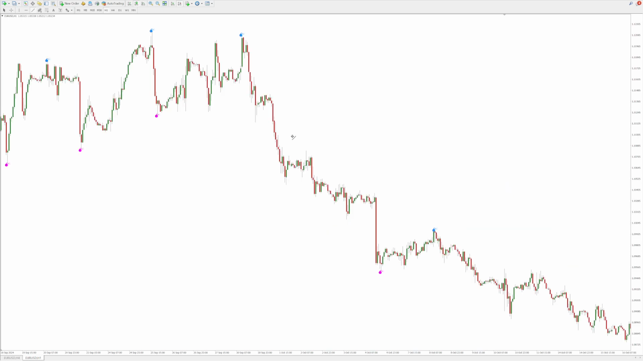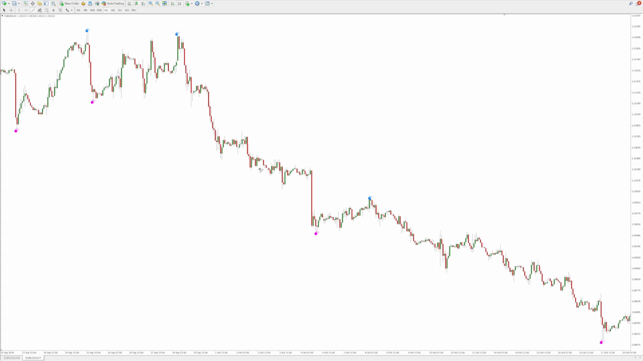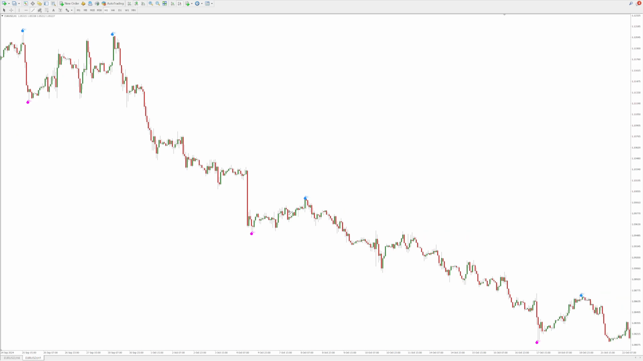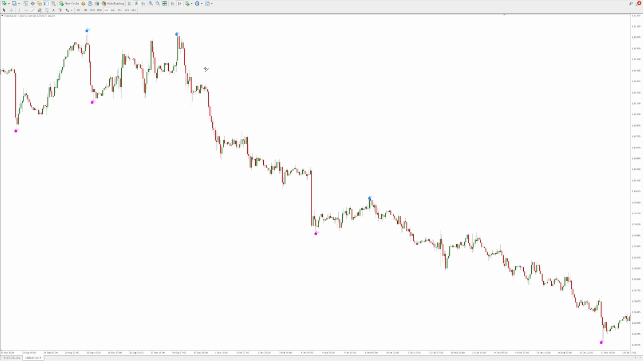Right, now this indicator basically will display these bombs, for want of a better word. They do actually look like bombs, when there's either a high or a low, okay? So it's to try and tell you to sell high, okay, which we all want to do, and buy low, which we all want to do.